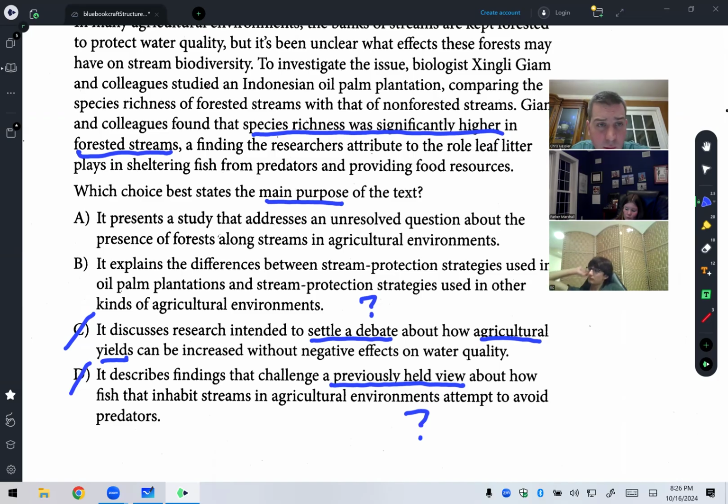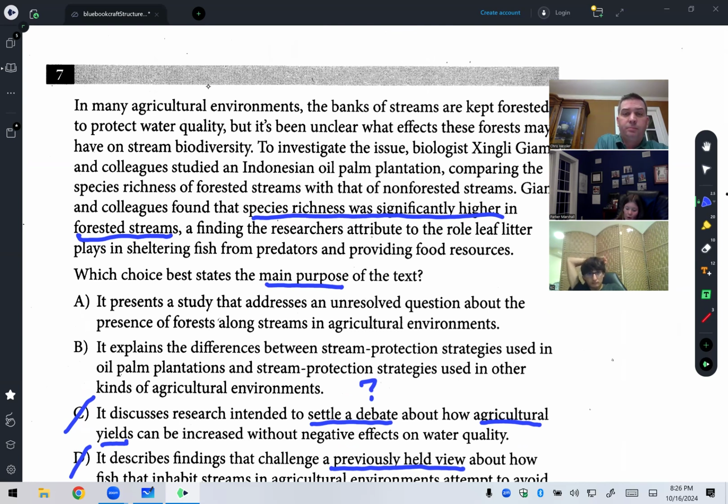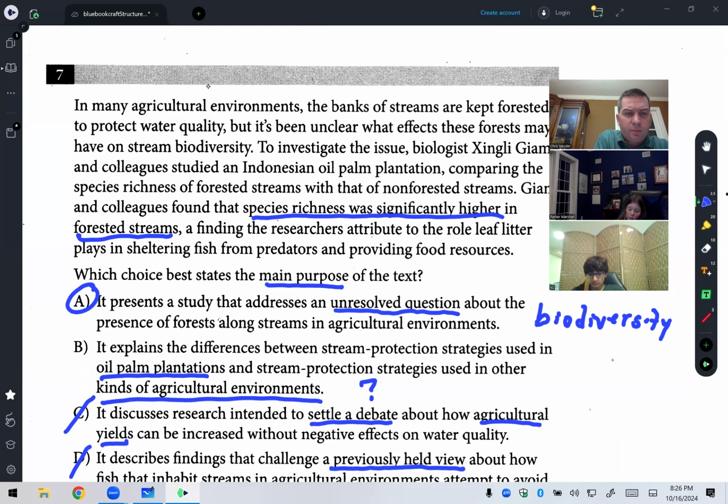What about answer choice A? Does it present a study that addresses an unresolved question about the presence of forests along streams in agricultural environments? Absolutely. It is asking an unresolved question about biodiversity, which is what they're studying, biodiversity. All right, there we go. Let's look at that last answer. It explains the differences between stream protection strategies used in oil palm plantations and stream protection strategies used in other kinds of agricultural environments. No, they're not doing that.